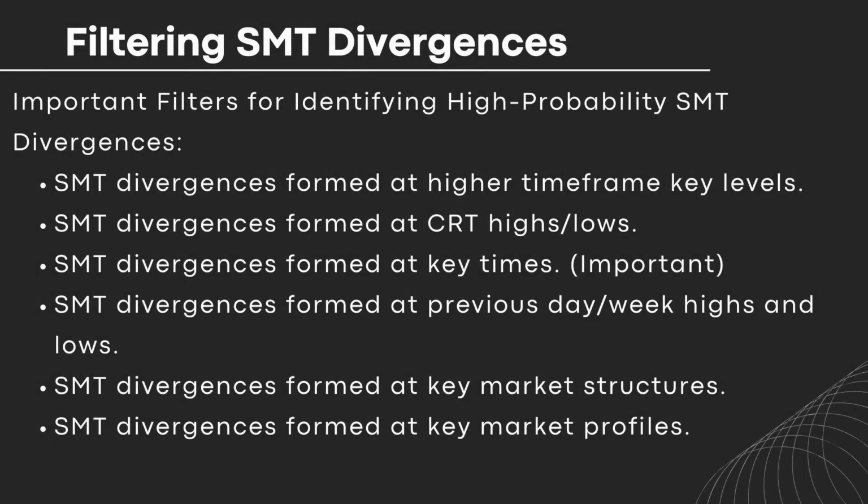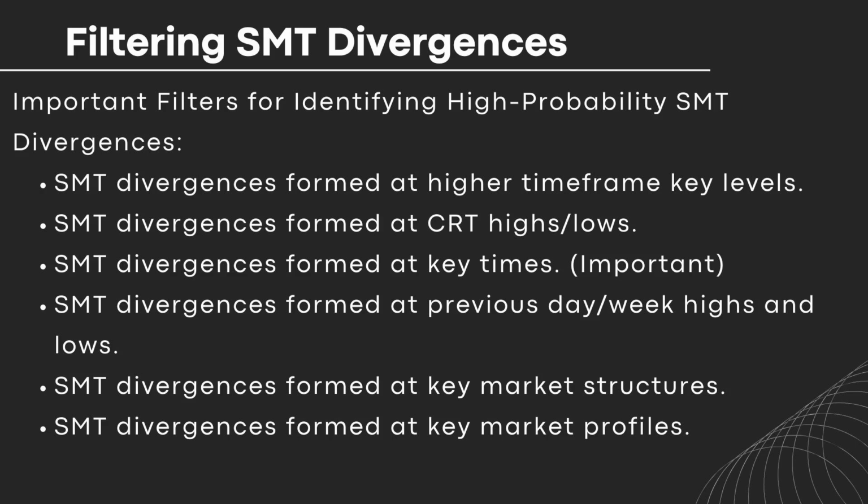So, in this slide, we're going to discuss the different filters and characteristics that make an SMT divergence strong and a true SMT divergence, right? You can use these filters to identify high probability and high quality SMT. Some of the important filters are the following. The first and the most important is that SMT divergences form at key levels, specifically higher time frame key levels such as order blocks, FVGs, or important swing points such as highs and lows, right?